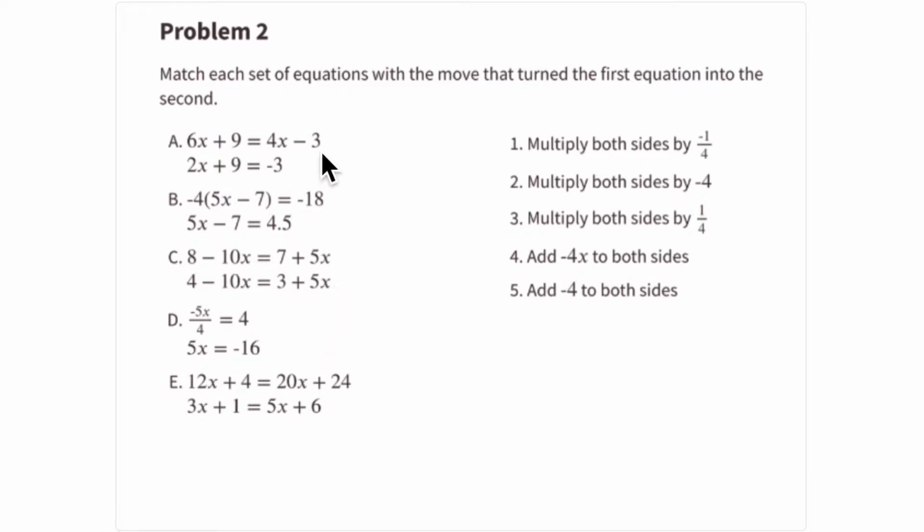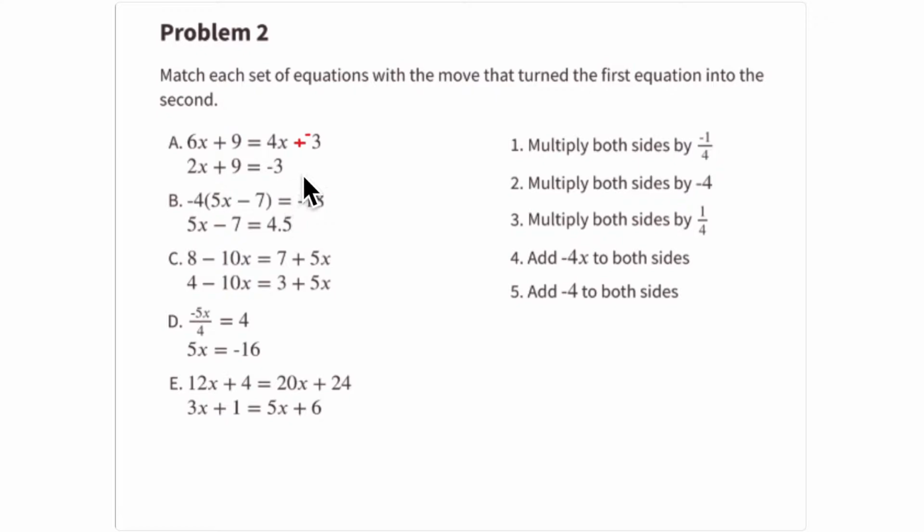For problem number 2, you have a pair of equations, the given equation, and then the result of the first step. And that first step is one of these choices over here. So how do you go from this equation to the first step, this equation to its first step, this equation to its first step? By using one of these moves. So you're supposed to match them up.